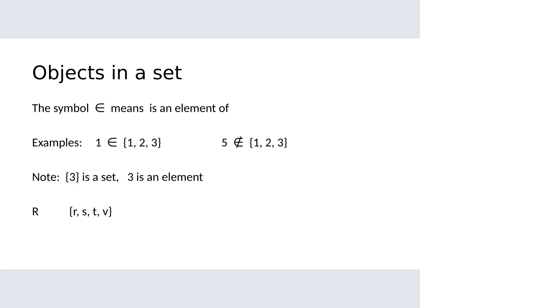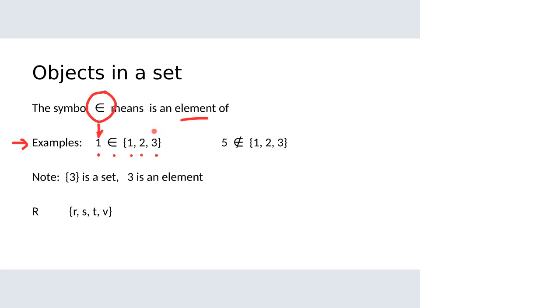Objects within a set. There's a symbol for element. We said that the objects inside a set are called elements, and we have a symbol for that. This symbol right here means is an element of. So that E looking symbol means is an element of. Examples of that, the way that that's used, would be 1 is an element of {1, 2, 3}. That would be a true statement. This element is a member of this set over here.